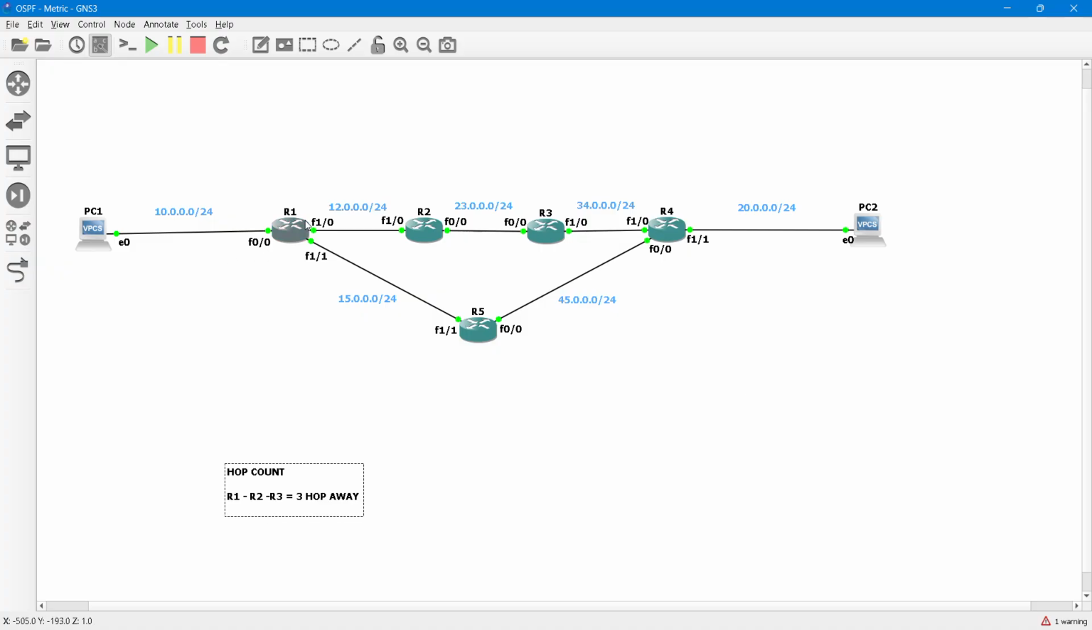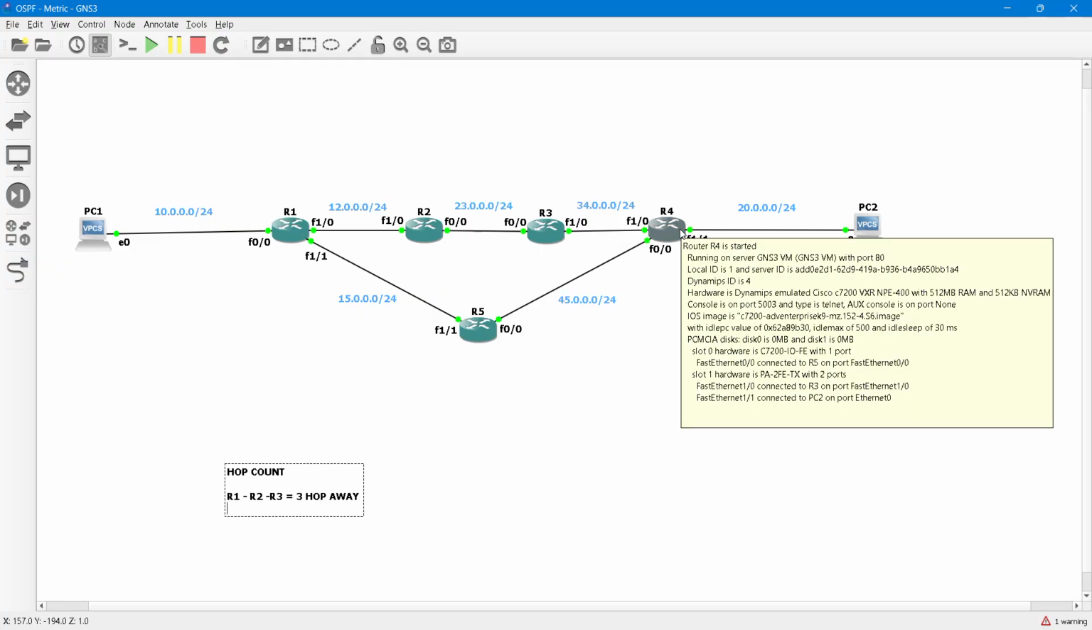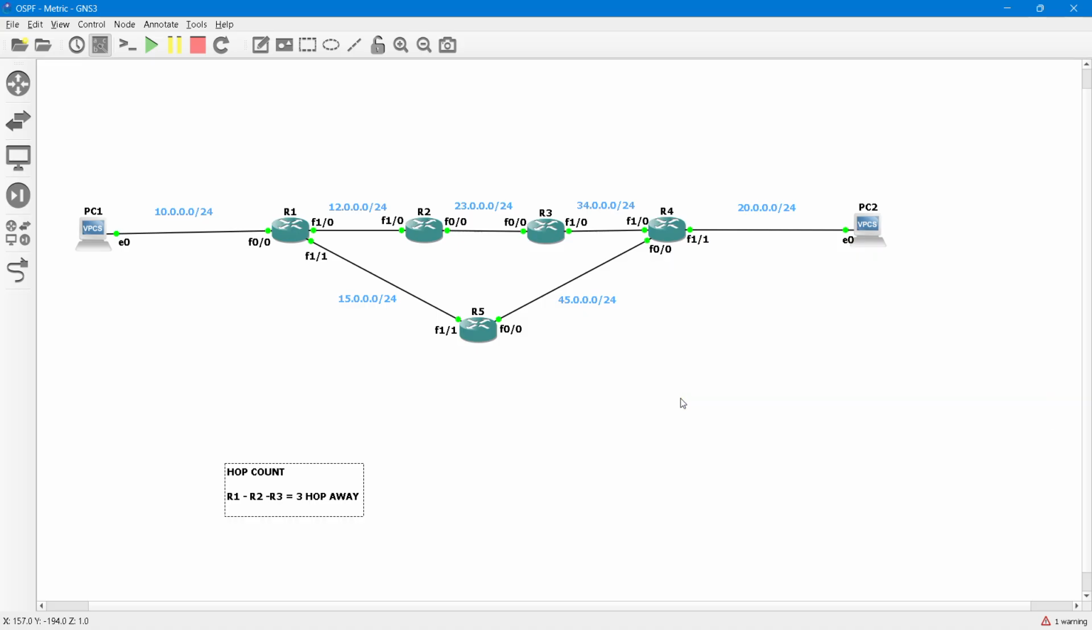The second path is when I go from R1 to R5, then R4. That is 2 hops away. So which is the best option here? The best option is the second one, because the lesser the hop count, the better the path, the best path to the destination.